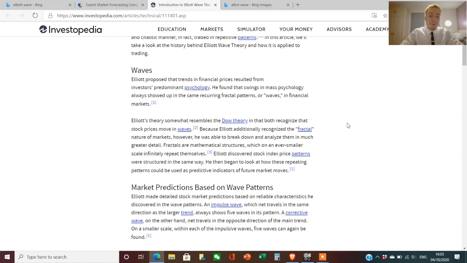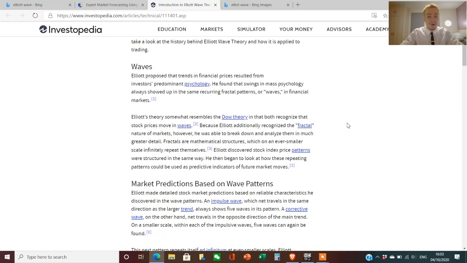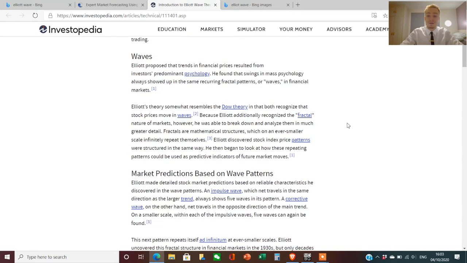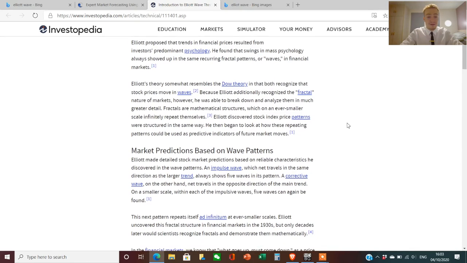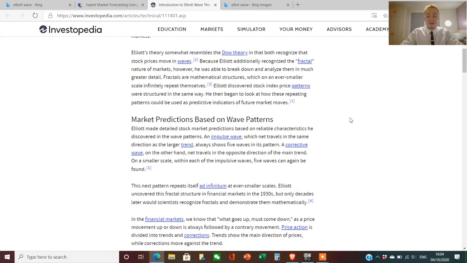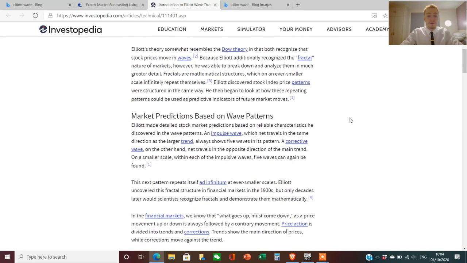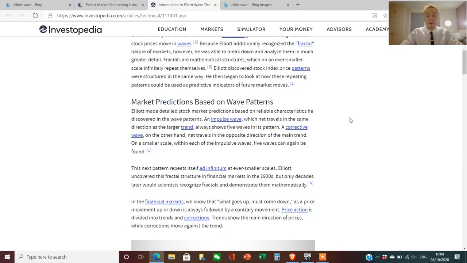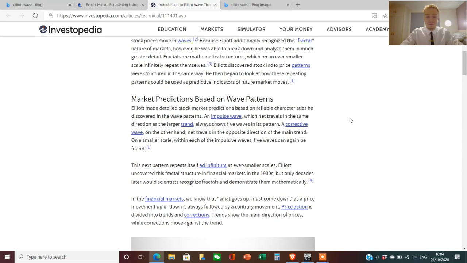Waves. Elliott proposed that trends in financial prices resulted from investors' predominant psychology. He found that swings in mass psychology always showed up in the same recurring financial patterns, or waves, in financial markets. Elliott's theory somewhat resembles the Dow theory in that both recognize that stock prices move in waves. Because Elliott additionally recognized the fractal nature of markets, however, and a fractal is just a repeating pattern, he was able to break down and analyze them in much greater detail.